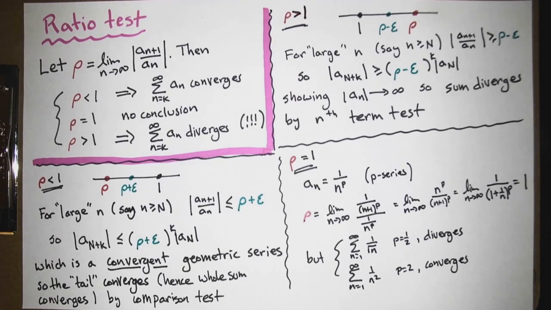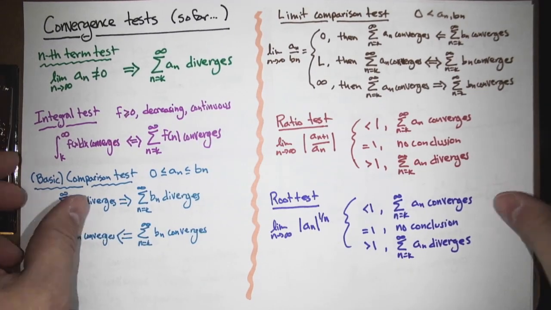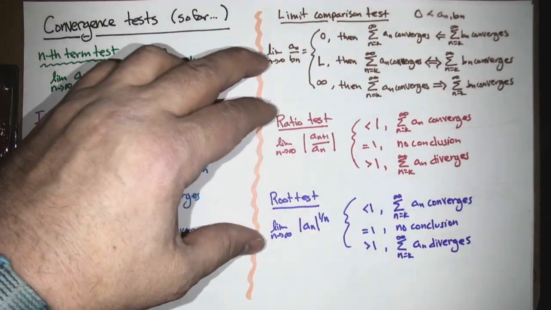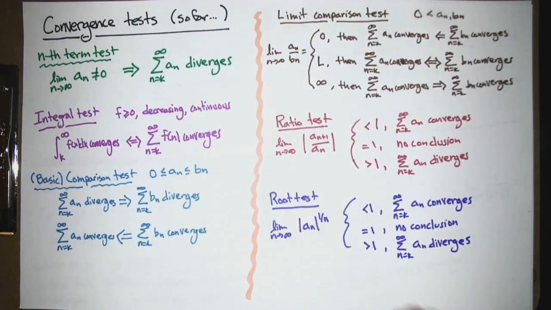Now, one thing I do want to point out, and let me pull back this page, because there is something important here. These tests all involve limits. The ratio test, the root test, and the limit comparison test. In the limit comparison test, we're comparing two series, whereas in the ratio test and root test we're comparing one series with itself. But there's one thing in particular I want to point out.